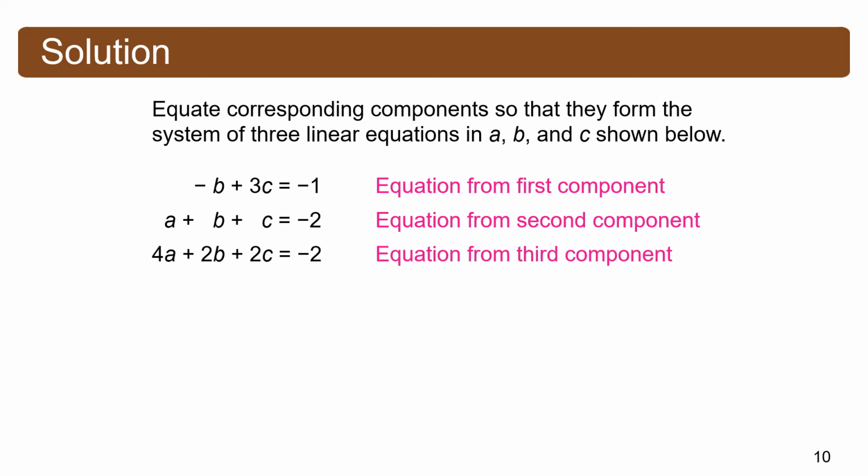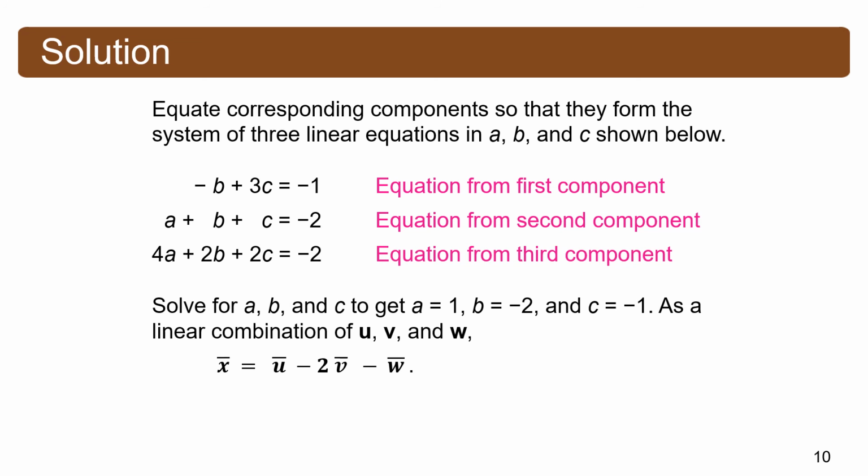I can easily solve for these values a, b and c using any method. Maybe I can use my graphing calculator, I can use reduced row echelon form, I can use the inverse operation in linear algebra, whichever method I want, and get the values for a, b, c. Here a is 1, b is negative 2, c is negative 1. So you can say x bar is a linear combination of u bar, v bar, w bar, because x bar can be written as 1 u bar minus 2 v bar minus w bar.